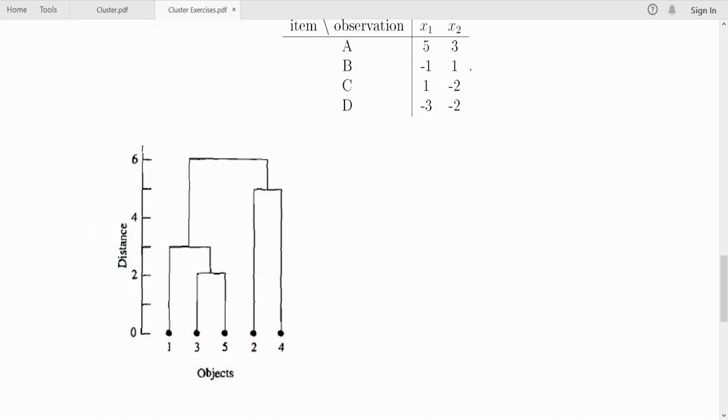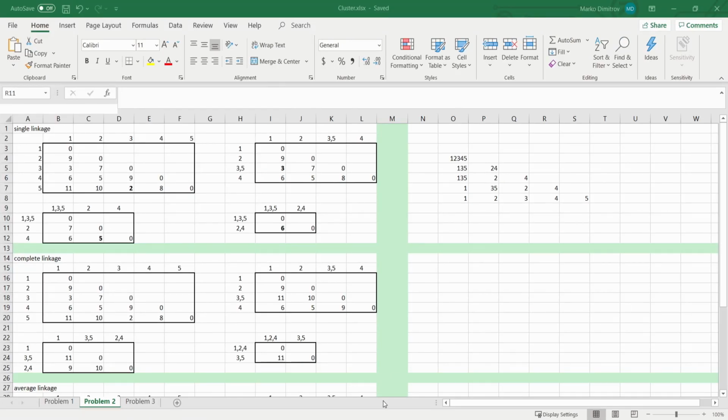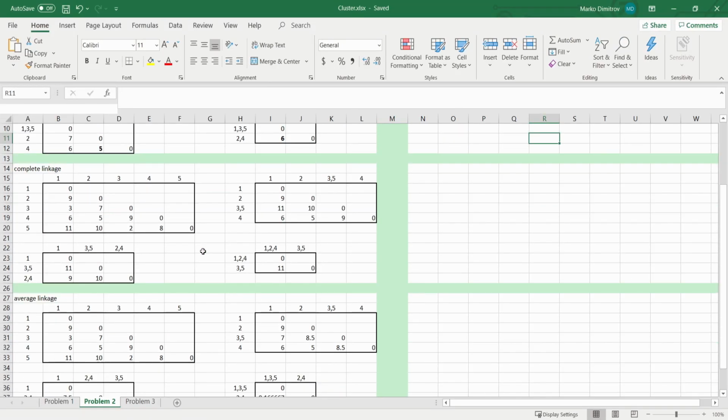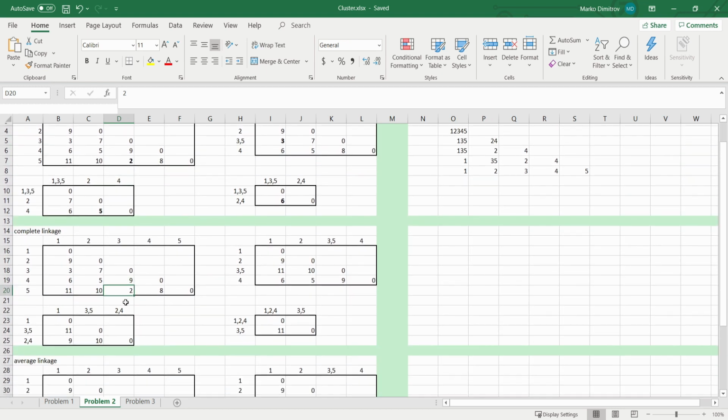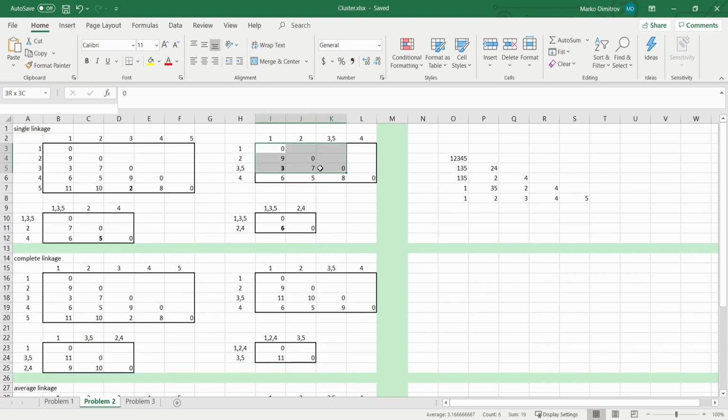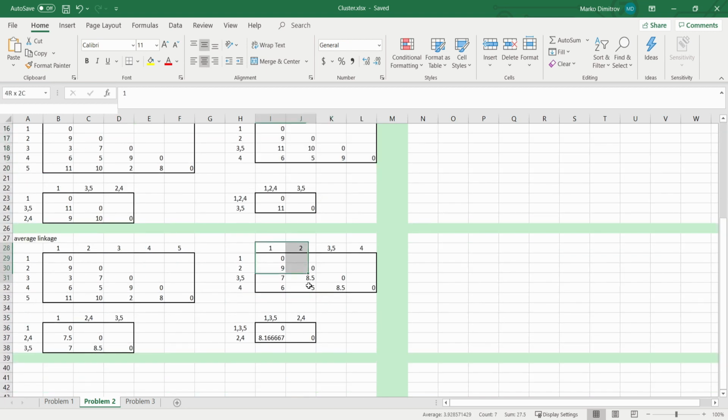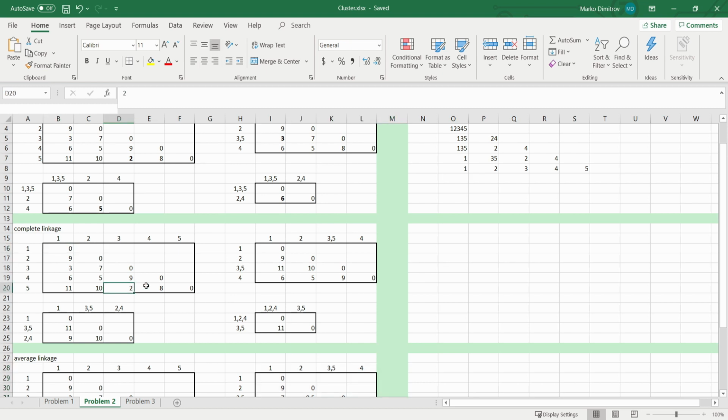Okay, let's see complete and average linkage. It is really similar to what we have done so far. Again, for the complete linkage, we start with the minimum distance. In all cases, we will start with the minimum distance in the first step. In the following steps, we use either minimum, maximum, or average. But in the first step, we find the most similar: 3 and 5. They are the most similar because the distance is the smallest.